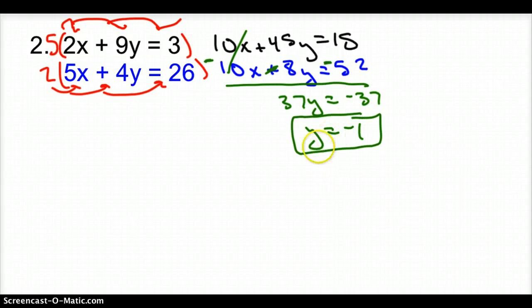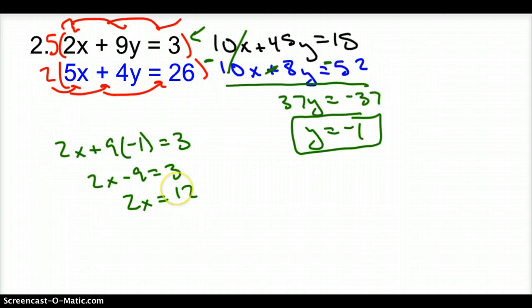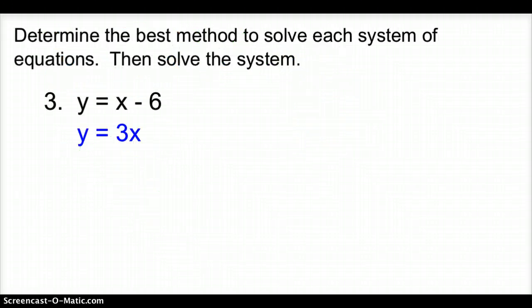Remember, we're looking for coordinate points. So now go ahead and plug it in. So I'm plugging it in to the top one. So it's going to be 2x plus 9. What was my y? My y was negative 1, equals 3. 2x minus 9 equals 3. 2x equals 12. X equals 6 for your final answer.